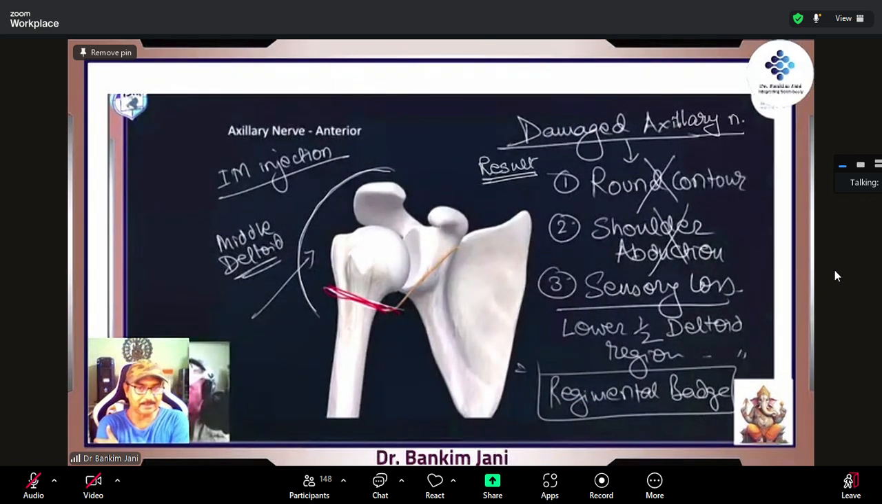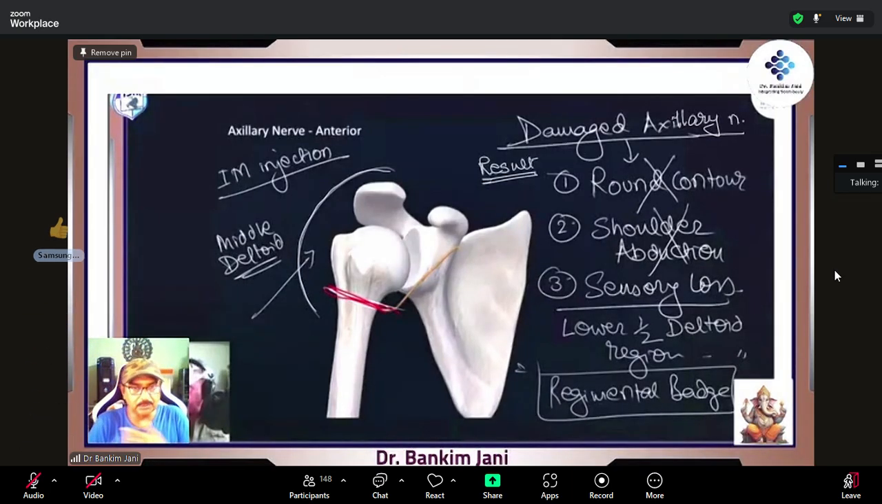And that's why this is called the regimental badge. That is, as per your position, the badge which is put, it is put over here, the lower portion. That's why this area is called the regimental badge. So in this regimental badge area, there is sensory loss, inability to abduct the shoulder, and the contour is lost. This is what happens when the injection is given at 90 degrees.